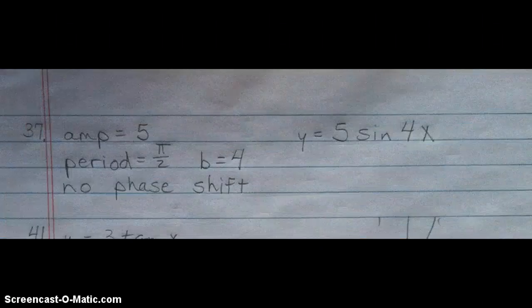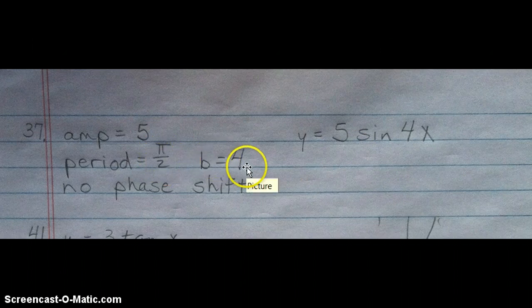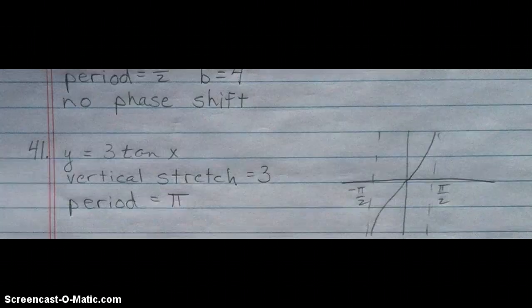And moving on to problem 37, we have a drawing that we want to figure out what the equation is. You can see that the amplitude is 5, so we want to put a 5 here. It starts off at 0 and then goes up to 5, so that indicates it's a sine drawing. The period is pi over 2. We know that the period is 2 pi over b, so b has to be 4. There is no phase shift, so that gives us 5 sine 4x.